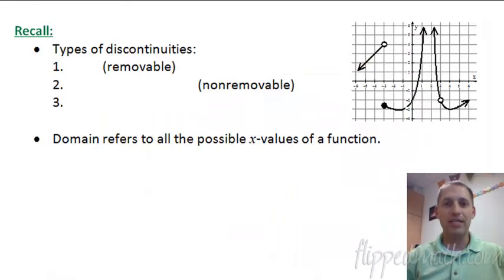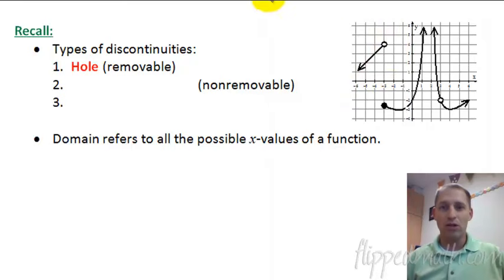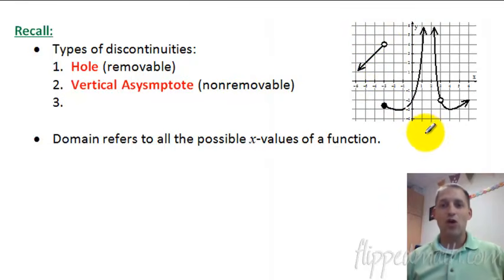Let's remember what we did in our last unit, and that was the types of discontinuities. The first one was a removable discontinuity, which is basically a hole. So something like that one right there, that would be just a hole. If we had a non-removable, it would either be a jump discontinuity like this, that's non-removable, or a vertical asymptote. Now in this lesson, we're just going to focus on the vertical asymptotes. We're not going to worry about jump discontinuities. So that's why I put here vertical asymptote.